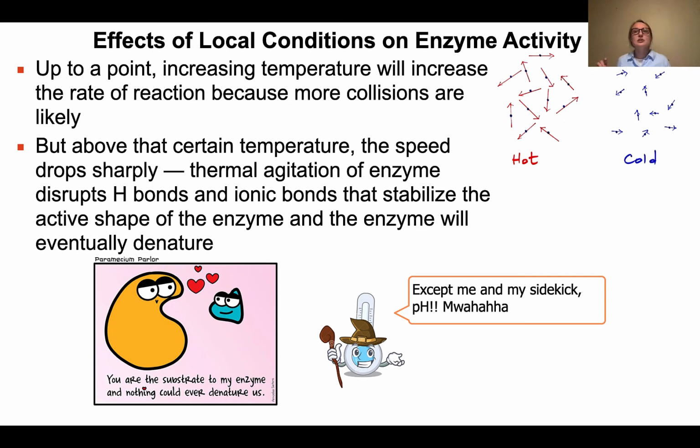Now, we said that there's a certain temperature range in which enzymes are still able to perform their work, but up to a point, an increasing temperature will increase the rate of reaction. It'll actually make the reaction happen faster. But after that point, the enzyme will become denatured and will no longer be able to perform work. I don't know if y'all can tell, that little guy at the bottom is supposed to be a thermometer. He's supposed to represent temperature. And the enzyme and the substrate here are saying we're best friends, nothing could ever denature us. But then the little temperature guy says, I can denature you and so can my friend pH.